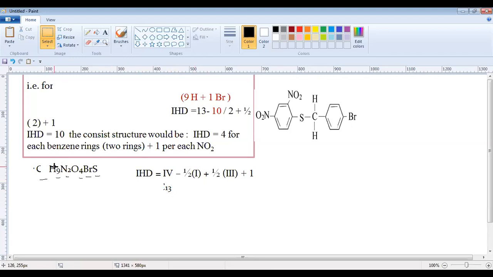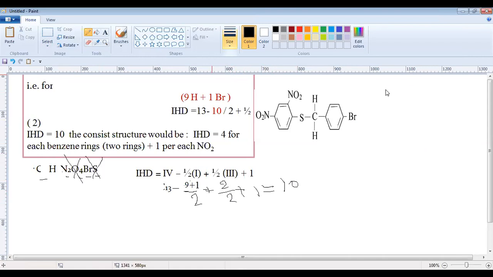The univalent will be 9 hydrogens plus 1 bromine, because bromine is also univalent, divided by 2, plus the trivalent, I have nitrogen, 2 divided by 2. The bivalent will be neglected. I don't take care about it. Plus 1, it's equal to 10. Now, I get it, it's equal to 10.